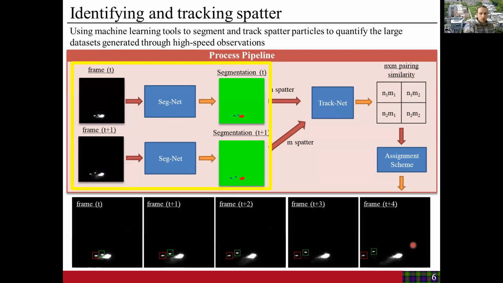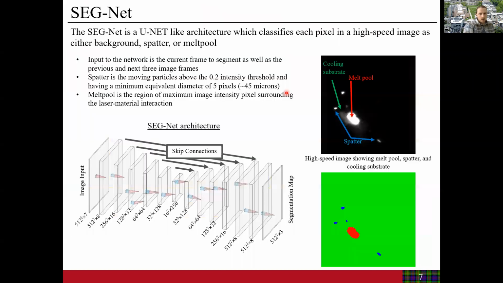So first, we'll just show you the SegNet, and that's where that is in the process pipeline. SegNet is a UNet-like architecture which classifies each pixel in our high-speed image frames as either the background, spatter, or melt pool. Spatter particles here are identified as having a minimum image intensity of 20%, in accordance with that Rosenthal approximation to temperature we showed earlier. We also had the stipulation that any particle must have a minimum equivalent diameter of 5 pixels, so roughly 45 micron diameter.